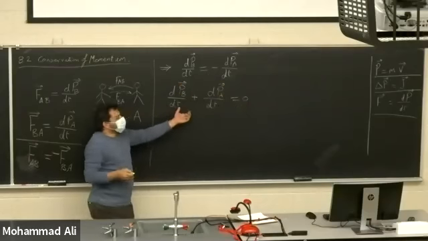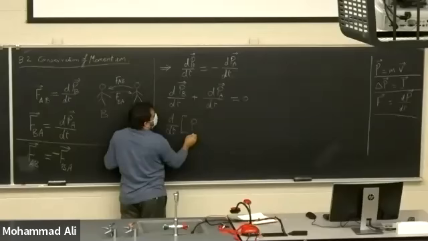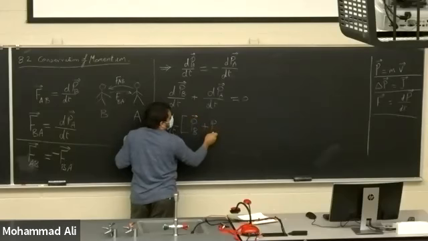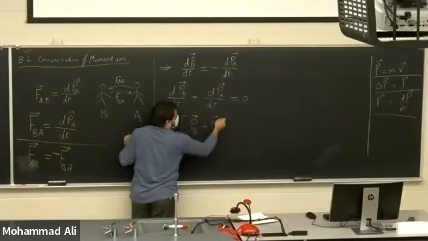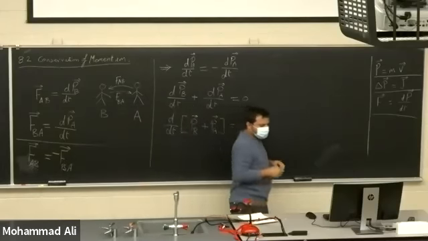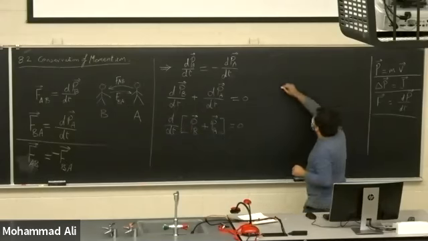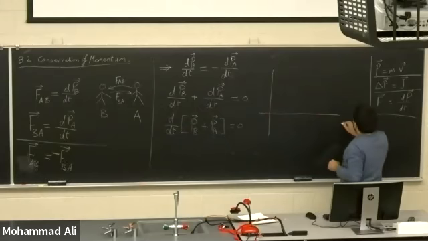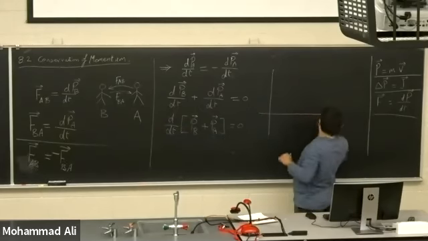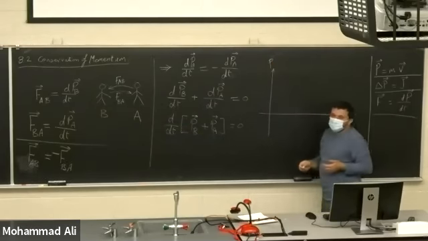Now I can take the time derivative outside. I have d by dt of (P_B plus P_A) equal to 0. Now, if this is the XY plane, this is the t and P plane.